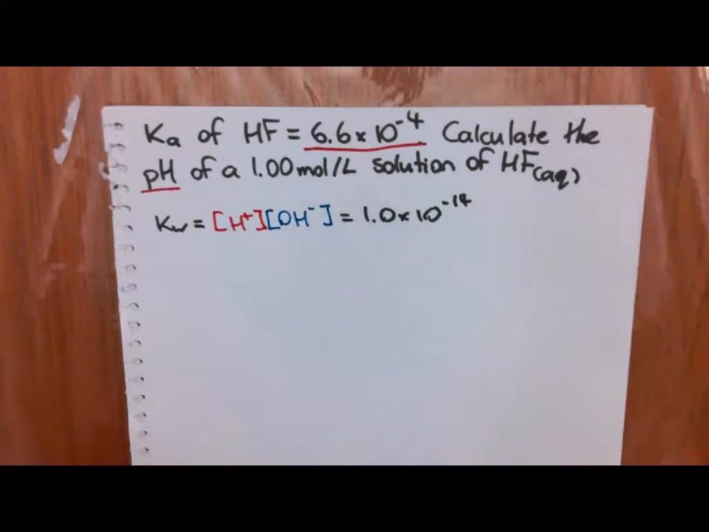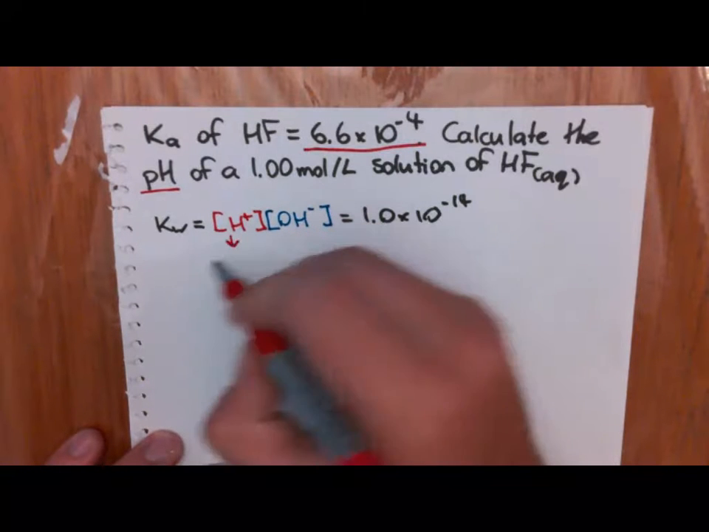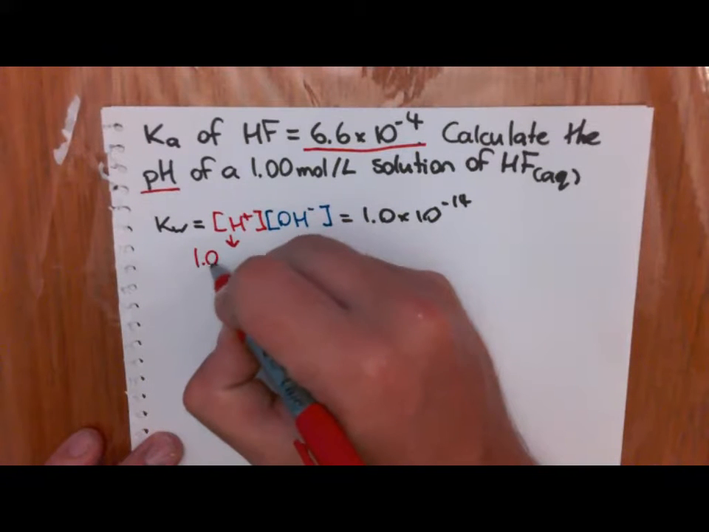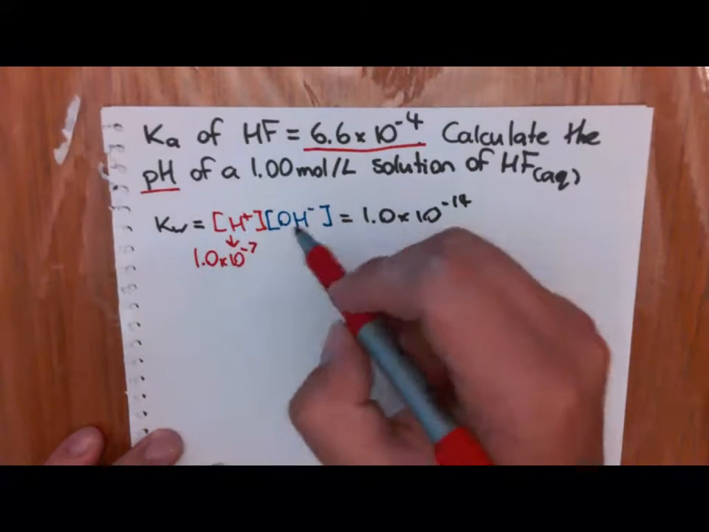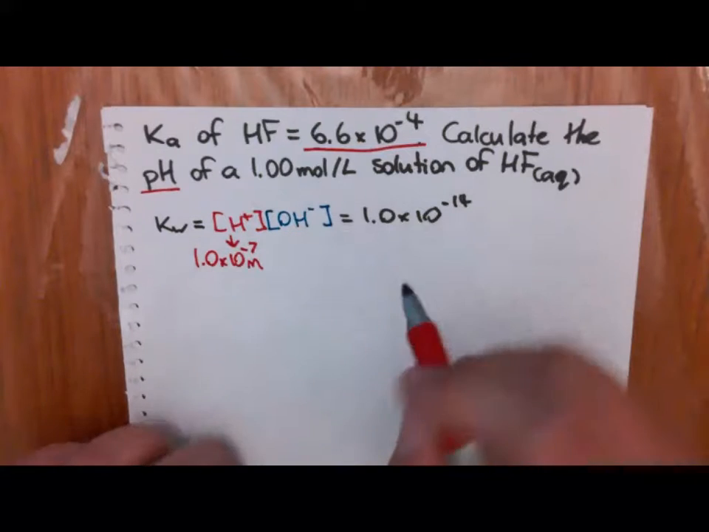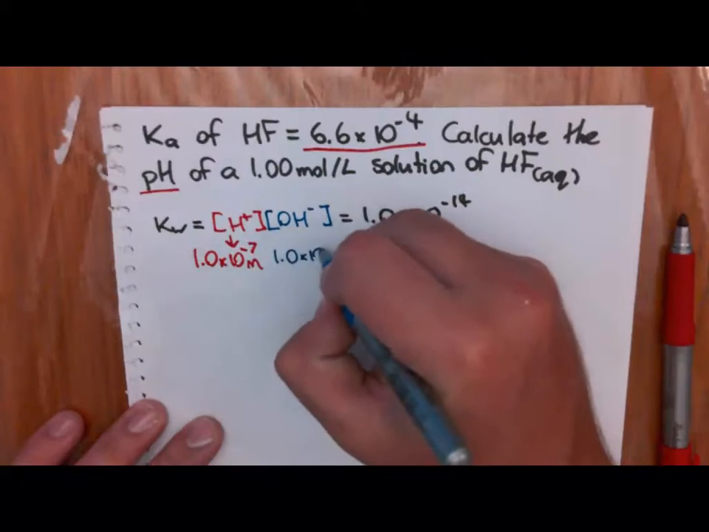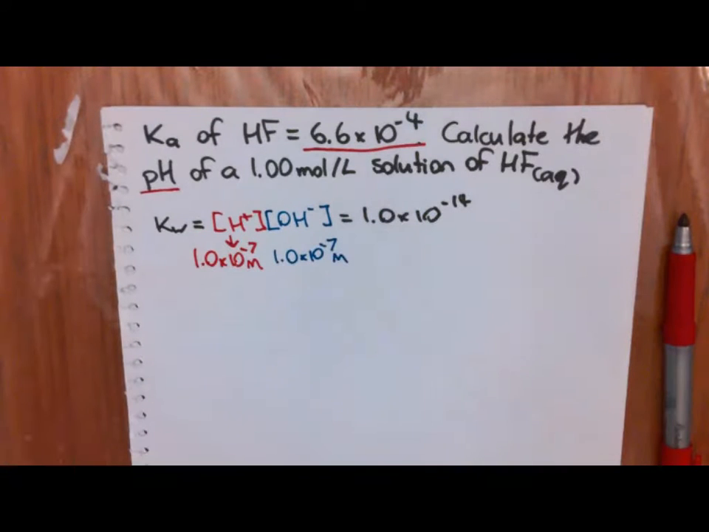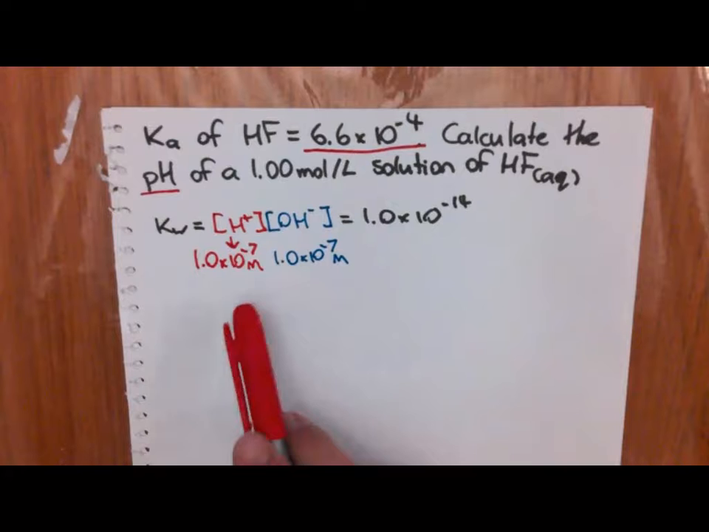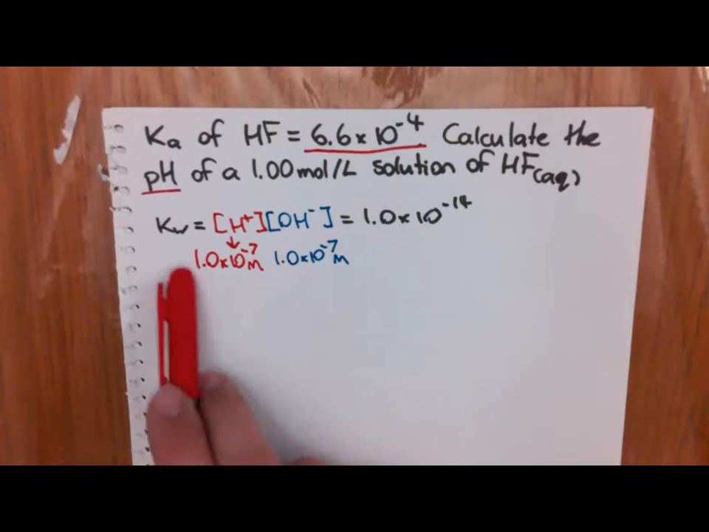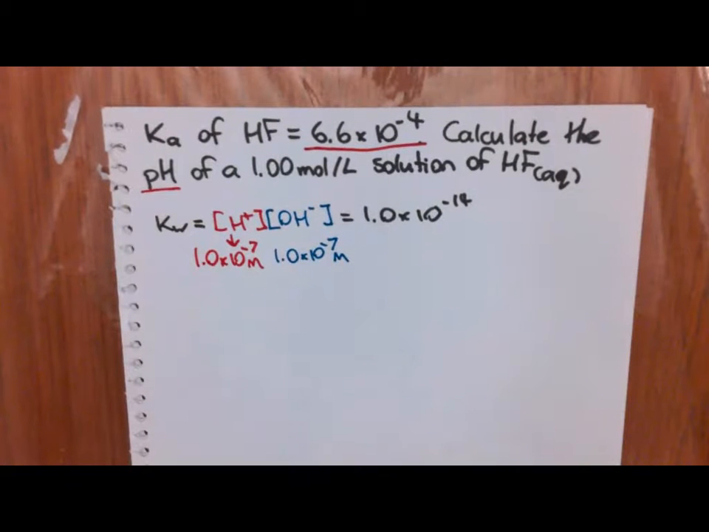Generally it is a 50-50 split, as I said before, so our H plus ions are going to be 1.0 times 10 to the negative 7 moles per liter, and our OH minus ions are also going to be 1.0 times 10 to the negative 7 moles per liter as well. So for each of these, we notice that in water, generally, there are some particles of H plus being produced even without HF being introduced.